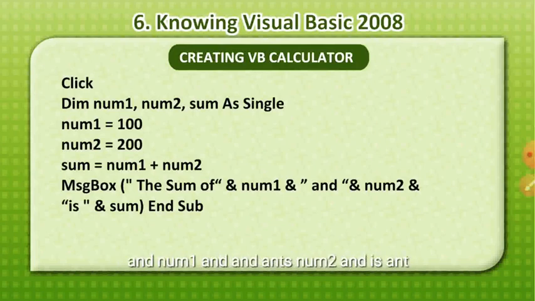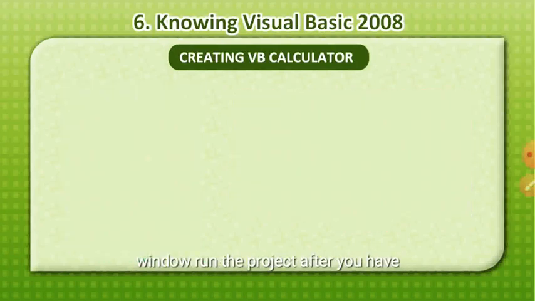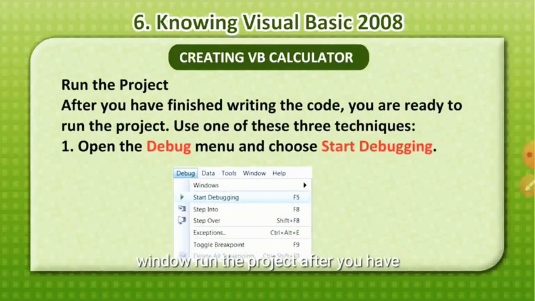It is a small program for a calculator you can create at home on your computer. This is the way to make a calculator using this event driven approach. Now creating the VB calculator, you can see here this is the calculator. Run the project. After you have finished writing the code, you are ready to run the project.